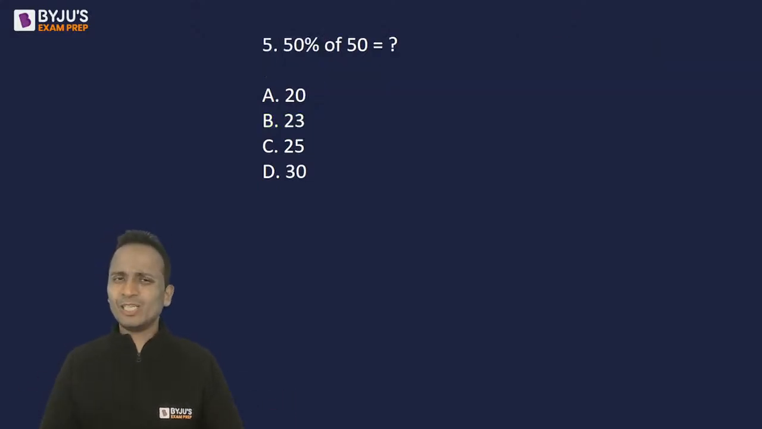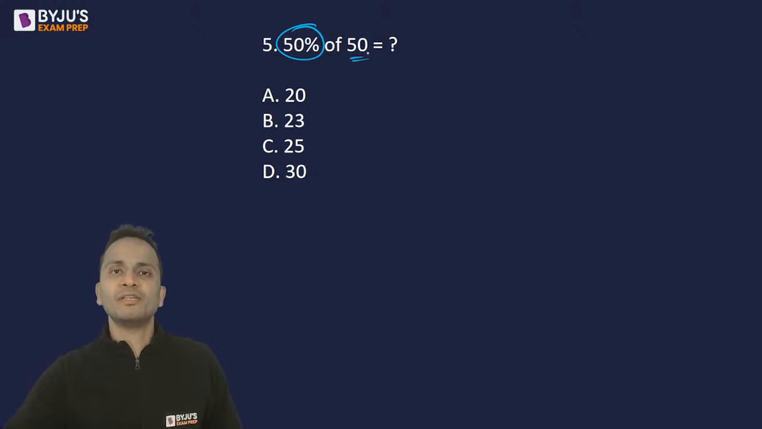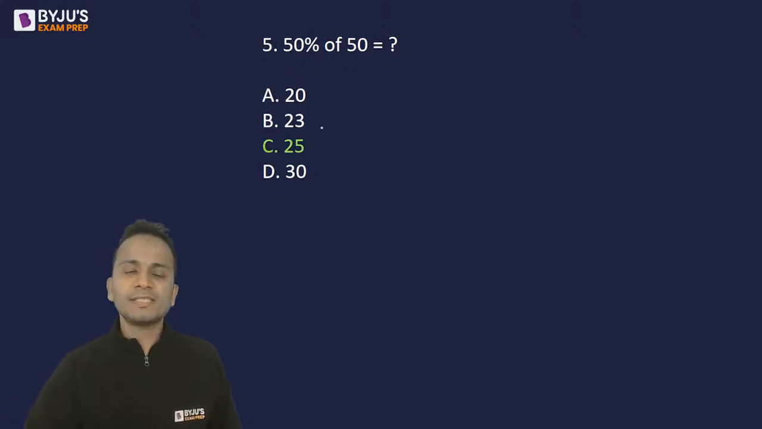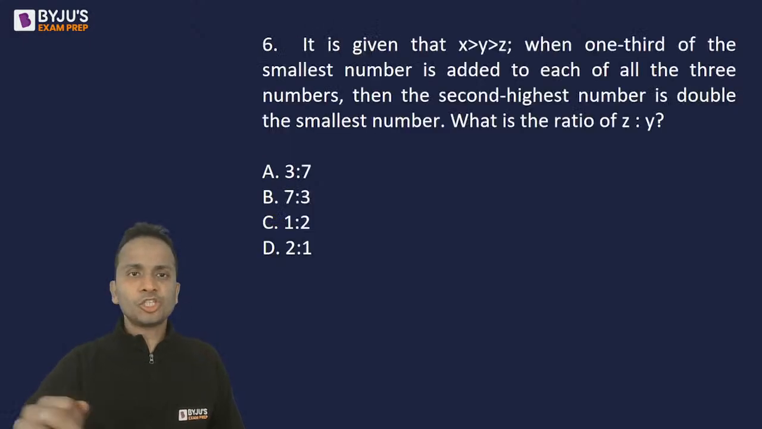Quickly, yes, we do find such type of questions based directly on percentages. 50 percentage of any number is half of that number. Half of 50 is 25. Option C is the correct answer. Okay. Next question, question number 6.